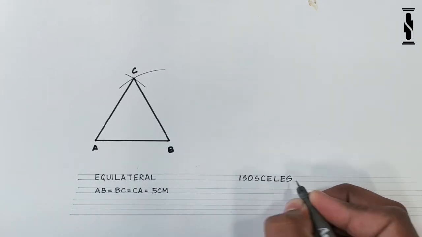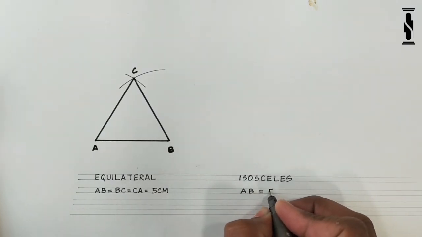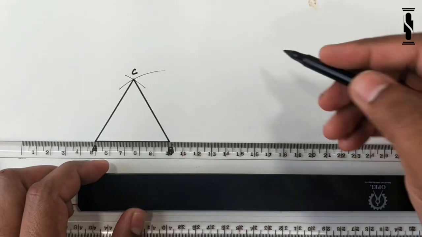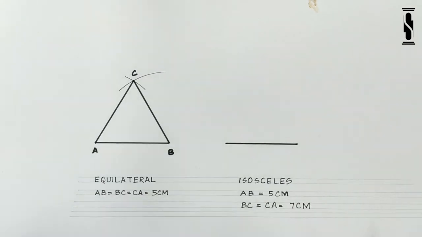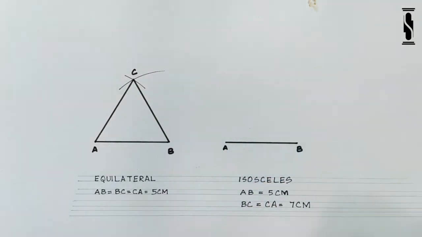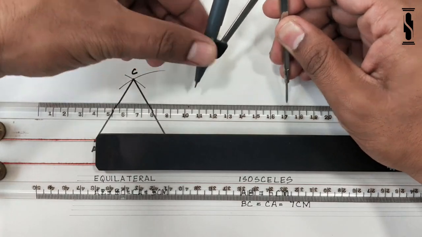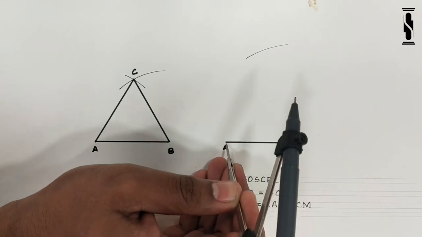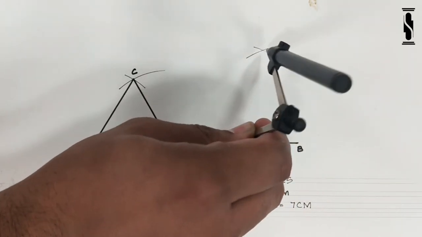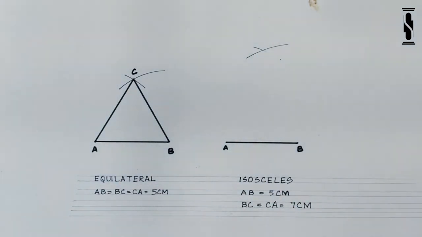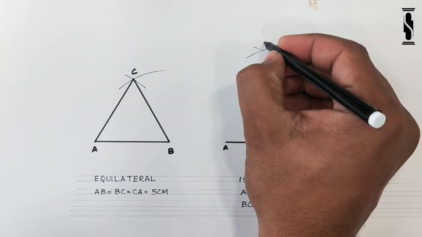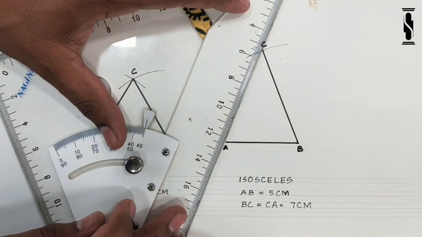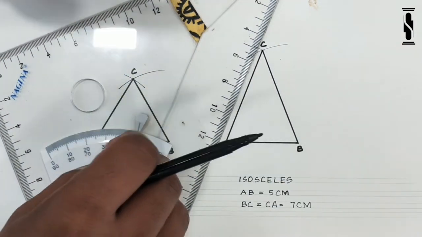Construction of an isosceles triangle, of side AB equals 5 cm and BC equals CA equals 7 cm. Draw line AB equal to 5 cm. With B as center and radius 7 cm, draw an arc. Similarly, with A as center and radius 7 cm, draw another arc, which will cut the first arc at point C. Join point B to C, and C to A, to complete the isosceles triangle.